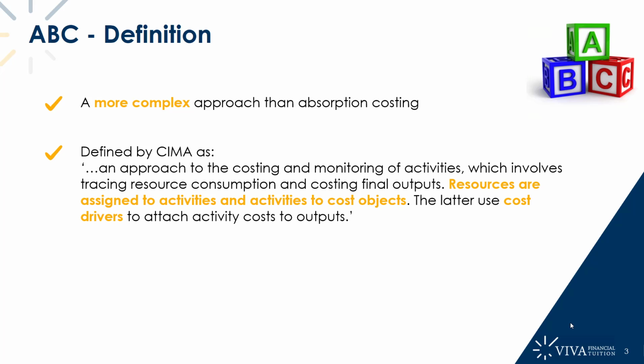Now, what we've got here within this definition from CIMA are a couple of key terms that you'll come across time and time again when looking at the subject of activity-based costing. So the fact that we have activities. Okay, so the idea is actually to produce a product or provide a service, there's a chain of activities which will take place for that to happen. And ABC is going to break the business down into these different activities.